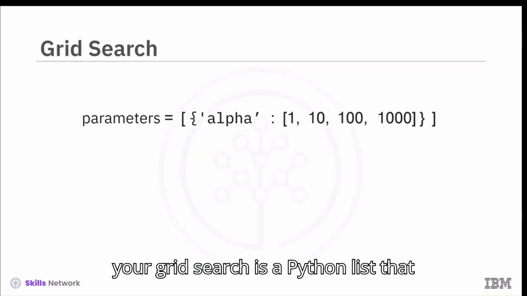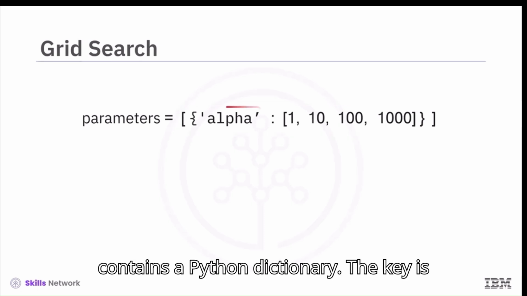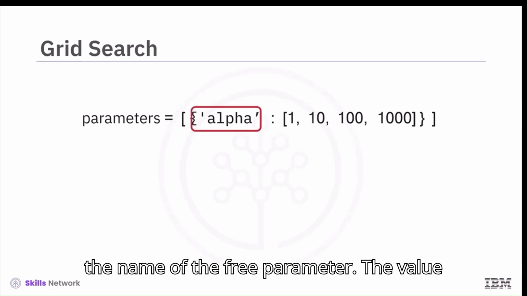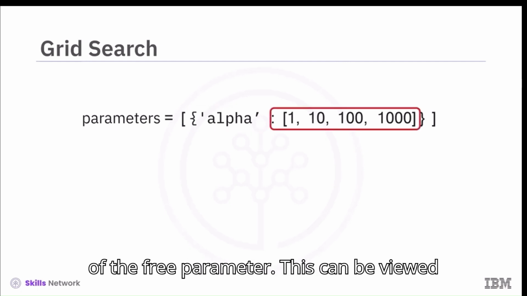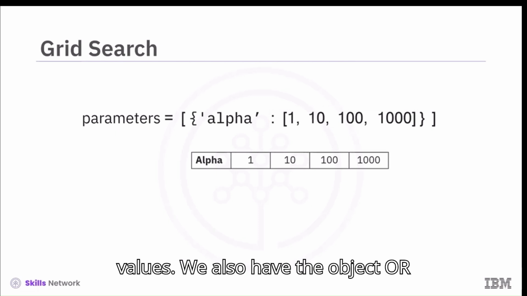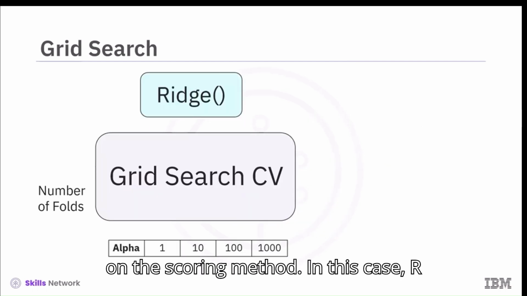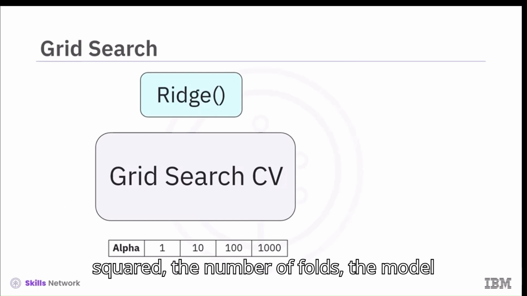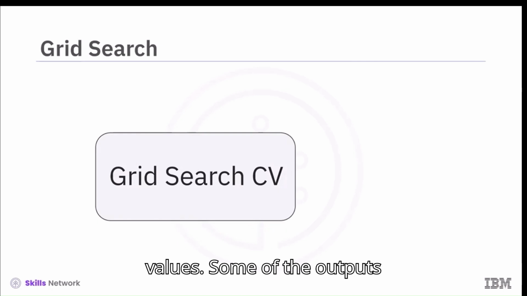The value of your grid search is a Python list that contains a Python dictionary. The key is the name of the free parameter. The value of the dictionary is the different values of the free parameter. This can be viewed as a table with various free parameter values. We also have the object or model. The grid search takes on the scoring method, in this case R-squared, the number of folds, the model or object, and the free parameter values.